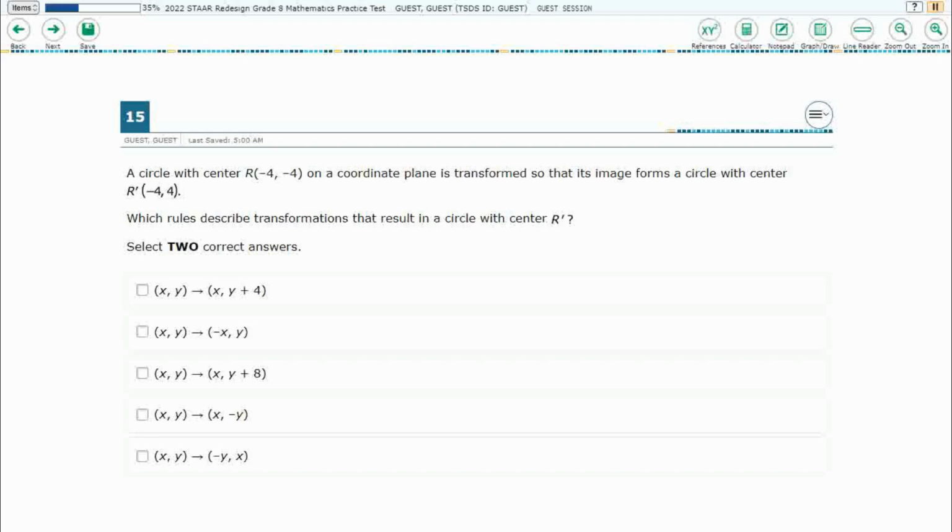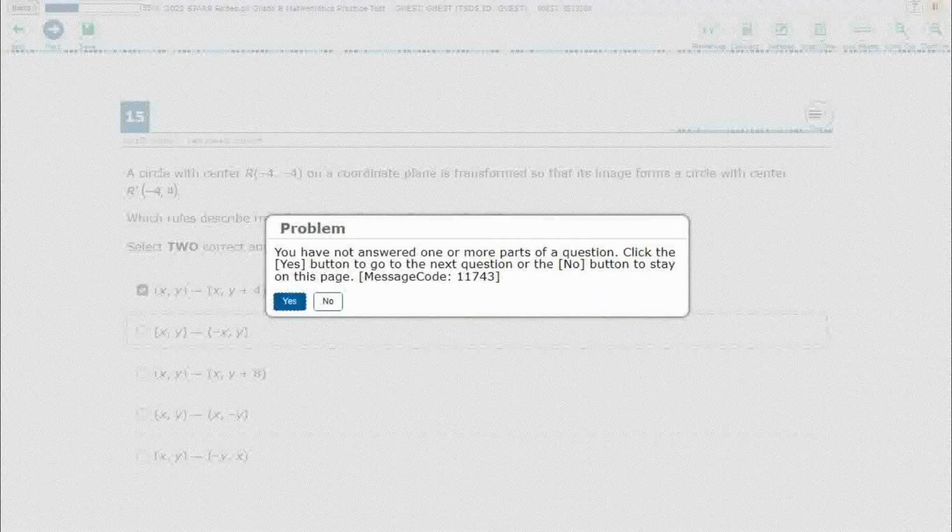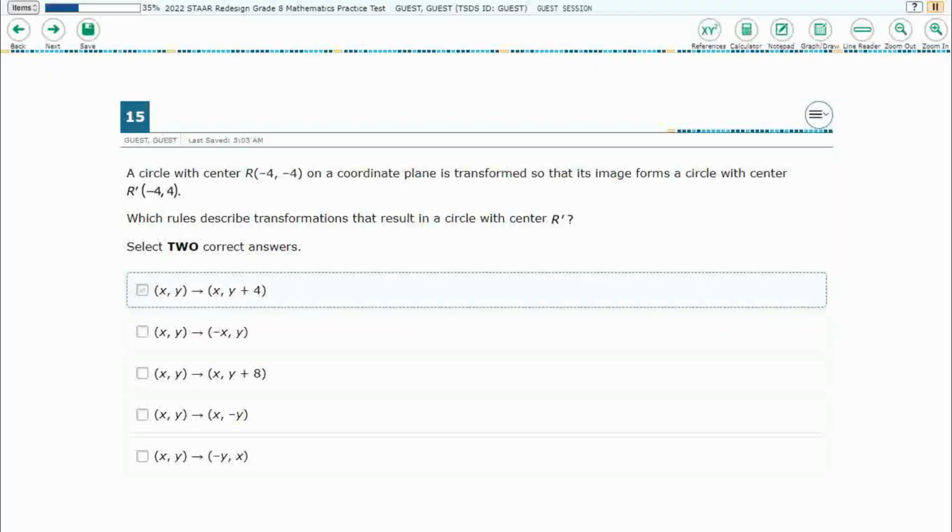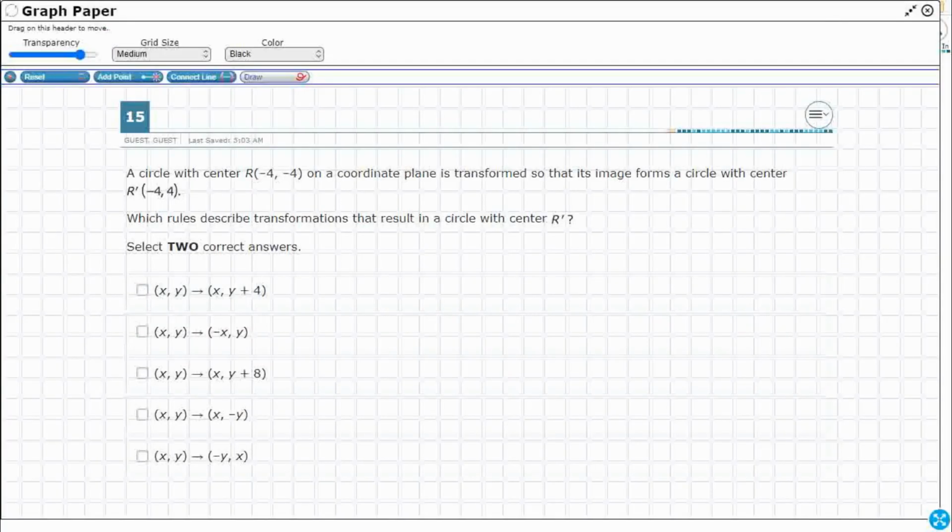So multiple select wants us to select two answers. If you select two answers, it will not allow you to select a third. And if you try to just select one and move on, you will get an error message that says you have not answered all of the problems. So it is designed to get you to answer just two answer selections here.